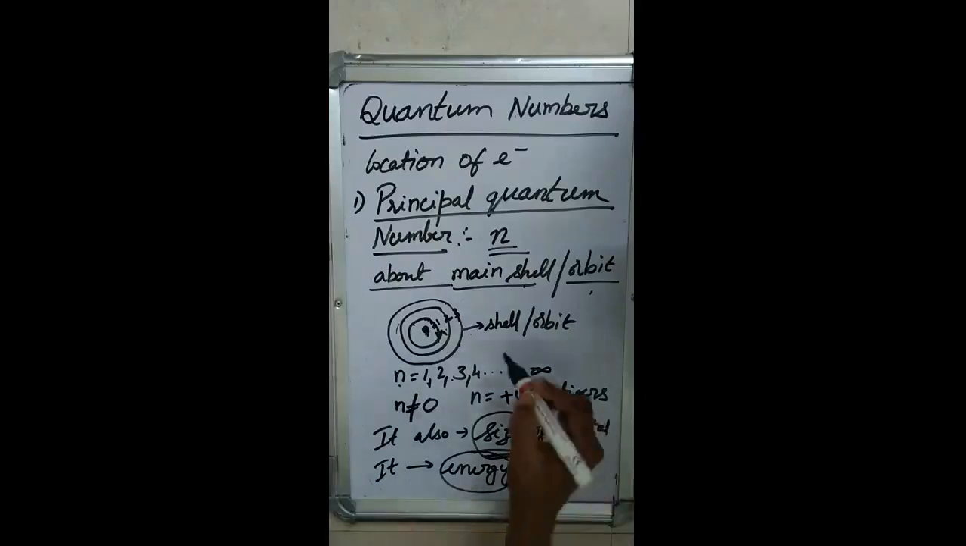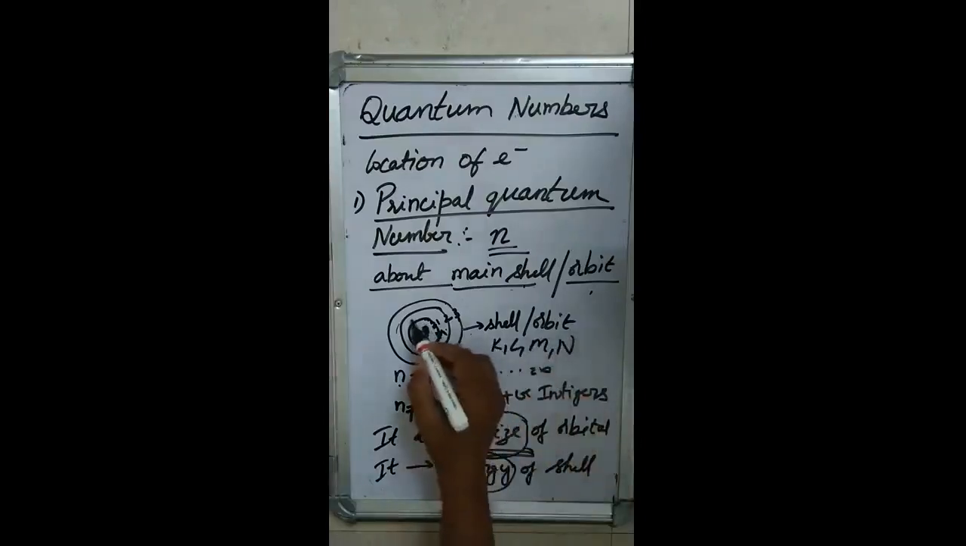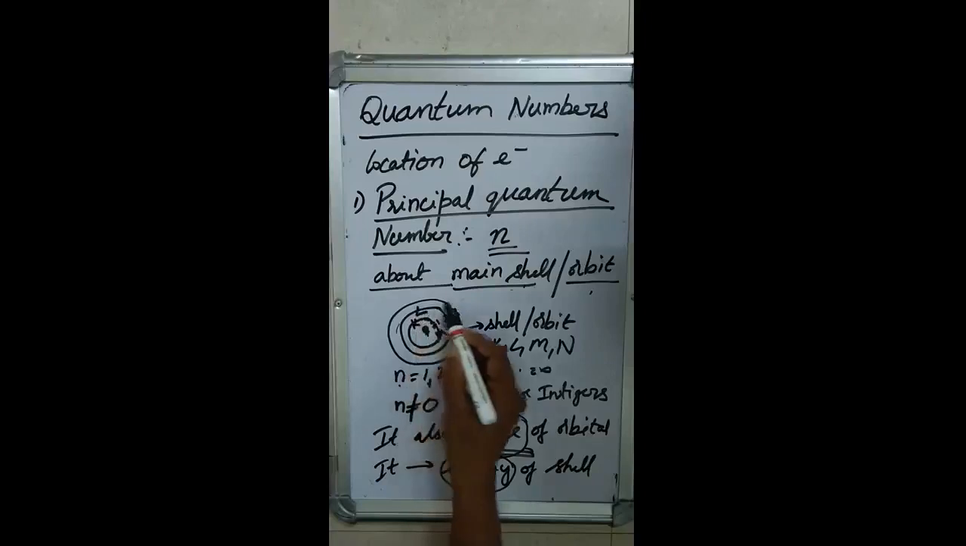It is also represented as K shell, L shell, M shell, N shell, like that. That means the first shell is represented as K, the second shell as L, the third shell as M, like that it will go. So this is about the principal quantum number.